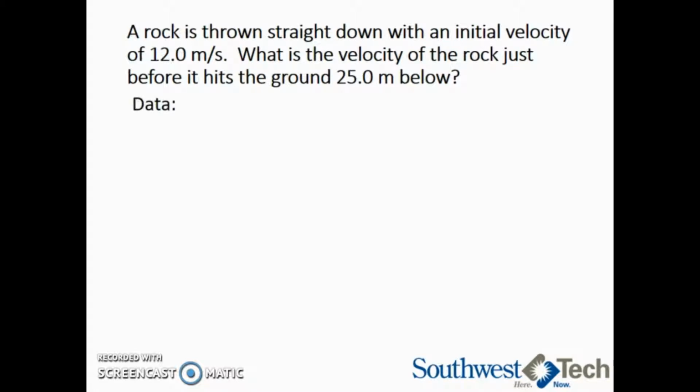First, let's write down everything that we know. We know the initial velocity of the rock is 12 meters per second. We will define down as being positive. Because the rock has an initial velocity, that means it initially has some kinetic energy, which we will come back to in a minute.